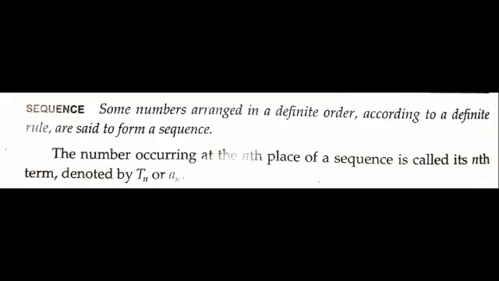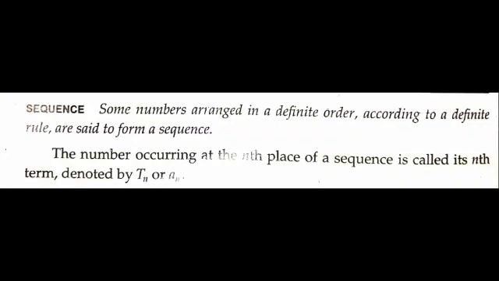Thus, we may define a sequence first. And here is the definition. Some numbers arranged in a definite order according to a definite rule are said to form a sequence. The number occurring at the nth place of a sequence is called its nth term, denoted by Tn or An. It is also called the general term of the sequence.